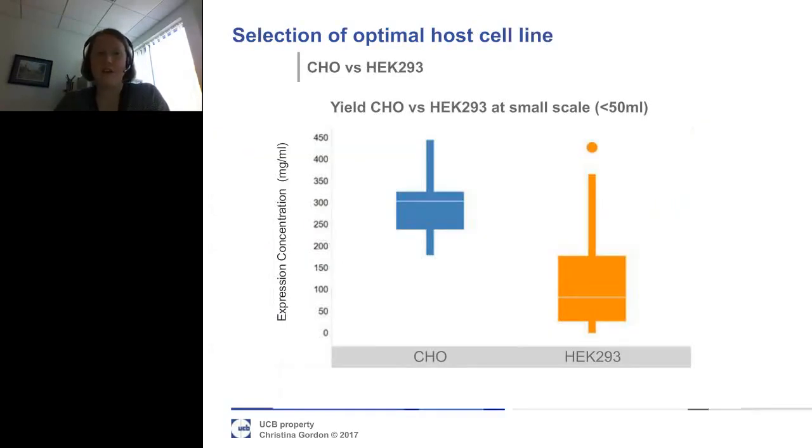So if we're moving on now to finding the optimal host for our high throughput approach, we compared yields of CHOs and HEK293s at small scale. Here you can see that quite consistently, the CHO cells would give us higher yields, which is why we decided to move on with our CHO cell line.